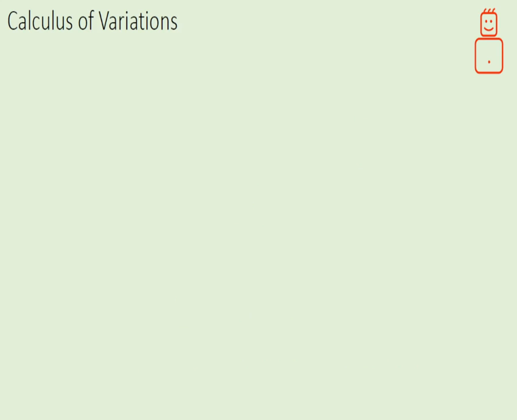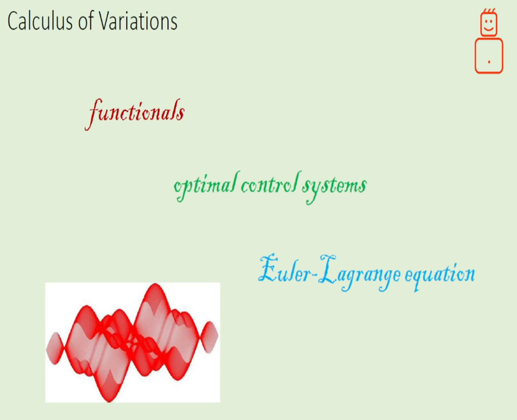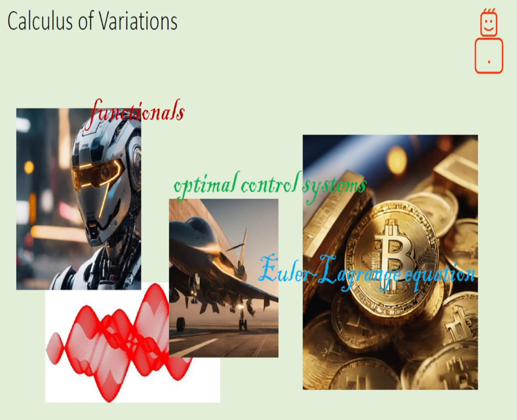Calculus of variations extends the principles of traditional calculus by focusing on optimizing functionals involving functions themselves rather than variables. This branch of mathematics becomes particularly powerful in fields such as optimal control systems. The Euler-Lagrange equation, a cornerstone of calculus of variations, plays a pivotal role in these systems by deriving conditions for the extremal paths that optimize functionals. By utilizing this equation, engineers and researchers can derive optimal control laws, enabling the design of efficient control systems that balance objectives and system dynamics across various domains, including aerospace, robotics, economics, and more.